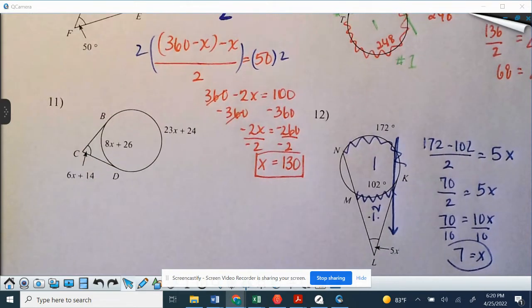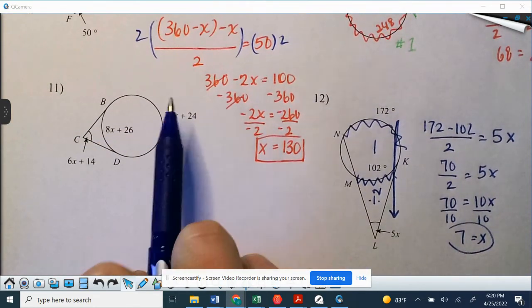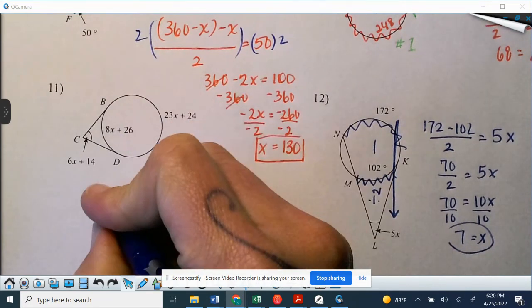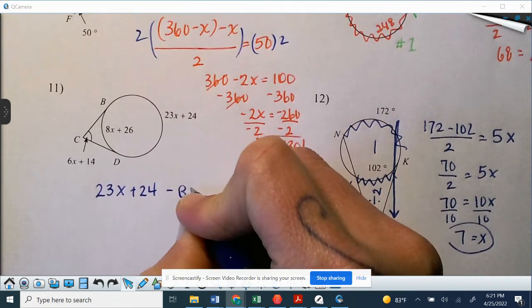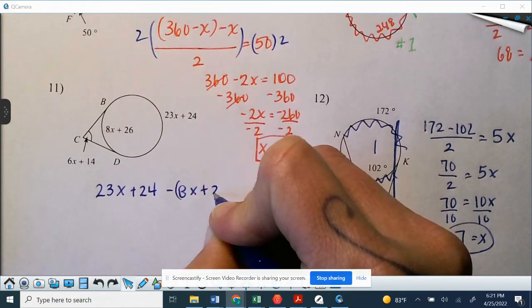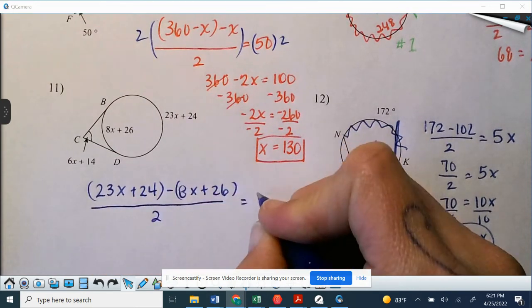Again, when the angle is on the outside and you're solving for angles, it's arc 1 minus arc 2 divided by 2. So (23x + 24) minus (8x + 26), all over 2, is going to give me 6x + 14.